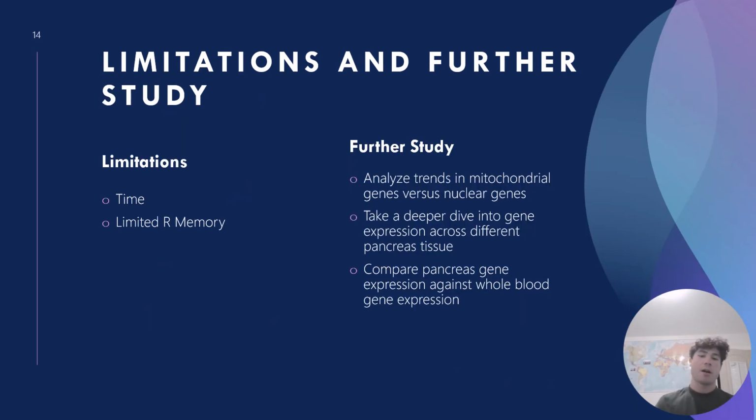Limitations and then areas of further study for the future. As I mentioned earlier, limitations were definitely time and limited R memory. With more time, I can definitely go in and look at other things. I originally wanted to analyze trends in mitochondrial genes versus nuclear genes. I thought that would have been interesting, to see where expression varies between those, because blood cells don't necessarily have mitochondria, and so that could be a trend that I could look at.